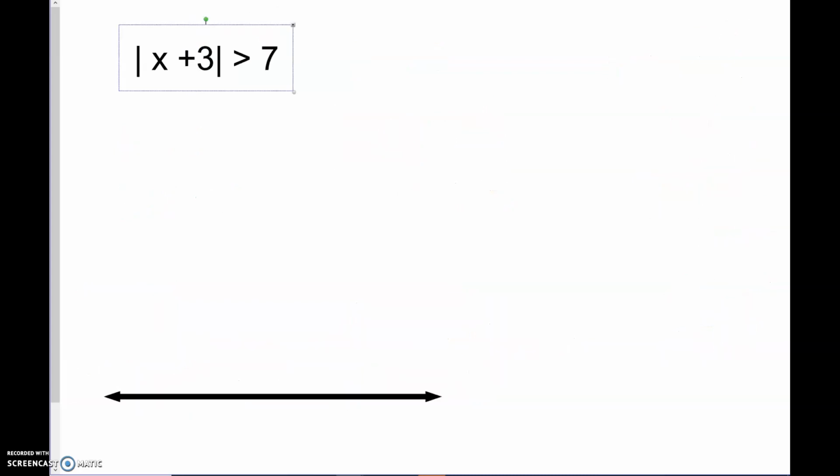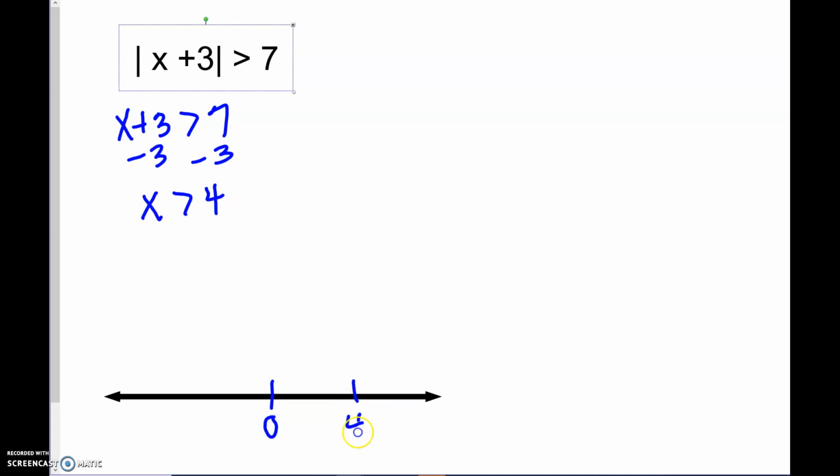All right, let's try this one. Okay, 2 cases, always 2 cases. X plus 3 is greater than 7, so I'm going to subtract 3. So x is greater than 4. Okay, here's my 0. At 4, is that open or closed? I think that's going to be open. There's no line underneath it. And greater than.